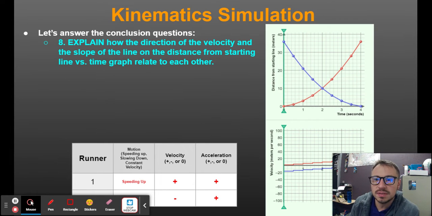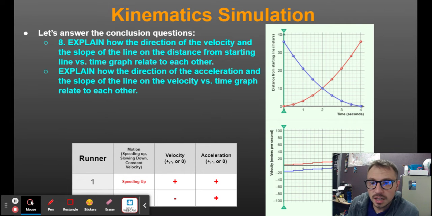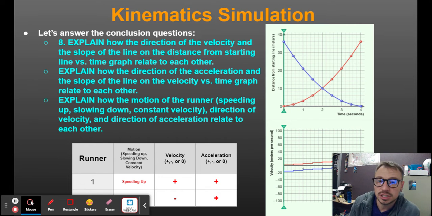Explain how the direction of the velocity and the slope of the line on the distance from the starting line versus time graph relate to each other. Notice that the slope of these lines is going to be the velocity. Explain how the direction of the acceleration and the slope of the line on the velocity versus time graph relate to each other. If you look at that chart down below, the runner is speeding up. Notice velocity and acceleration are in the same direction. Now runner two is slowing down, so the velocity and the acceleration are in opposite directions.